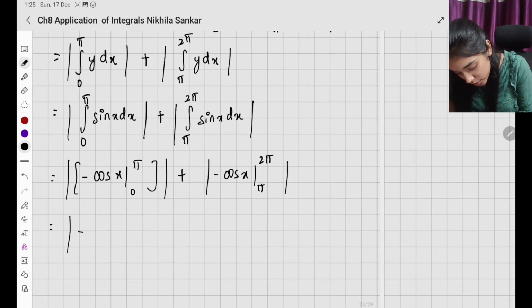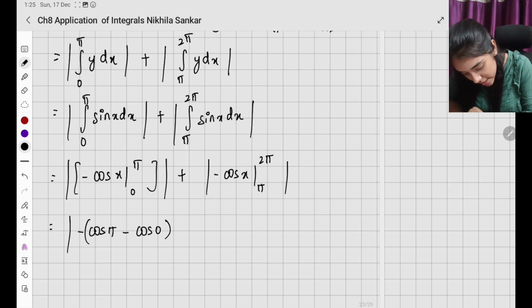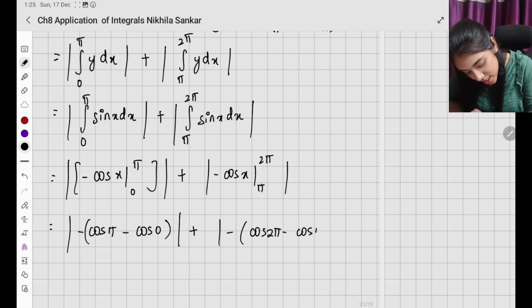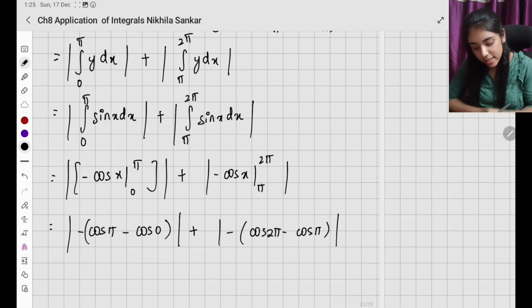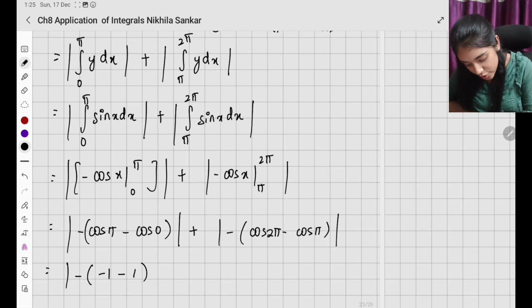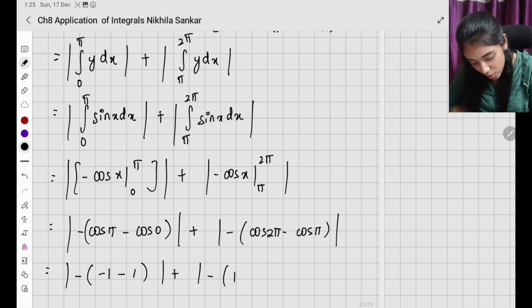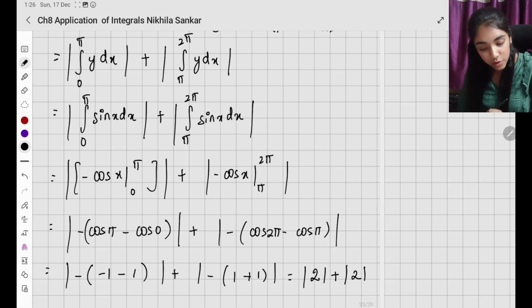So I have inside the absolute value minus cos pi, upper limit minus lower limit, so cos of 0, plus the minus stays as it is inside, cos 2 pi minus cos pi. Okay, inside the absolute value. Now I have minus of cos pi is going to be minus 1 minus cos 0 is going to be 1 plus minus of cos 2 pi is going to be 1 minus cos pi is going to be minus 1. So here the minus becomes a plus. So what is left? I have minus of minus 2 which becomes a plus 2 plus, here what is there? Minus 2, when it comes out of the absolute value it becomes plus 2.